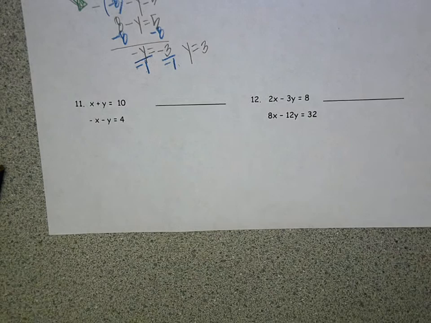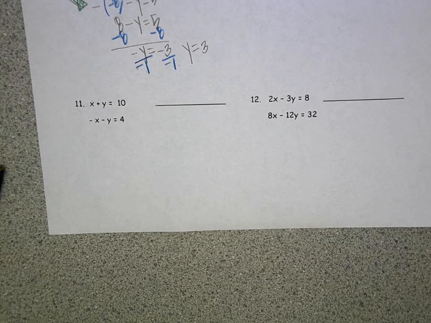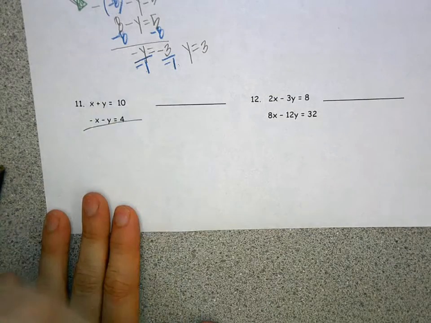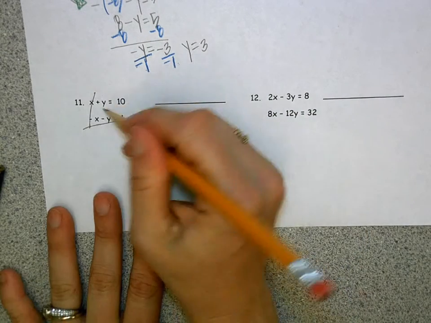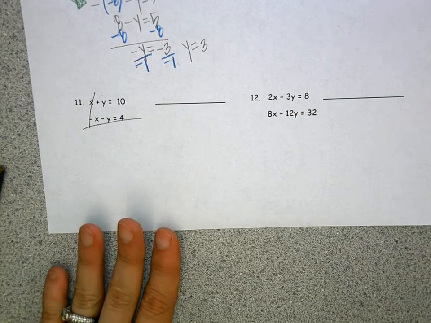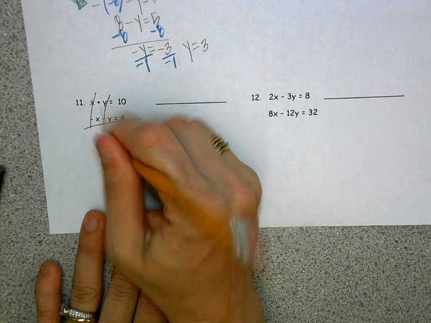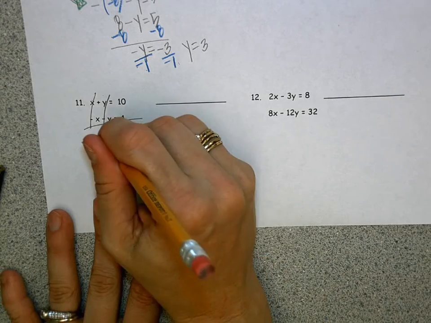What would you do for number 11? Is there something that's going to cancel out? Is there a letter that's going to cancel out? X. Yes. So do I have to multiply by anything? No. Okay. X minus x, what happens? 0. That goes away. Y minus y, what happens? They go away. So what's left on the left side of this equation? 0. It's not just blank, it's 0.